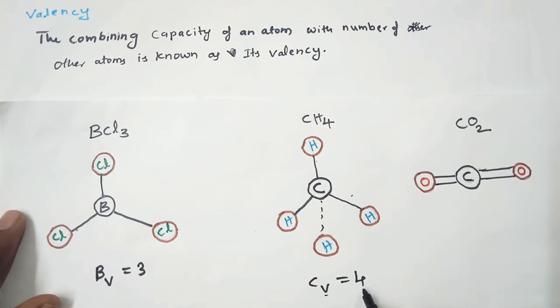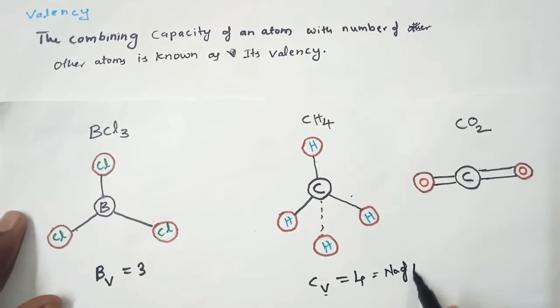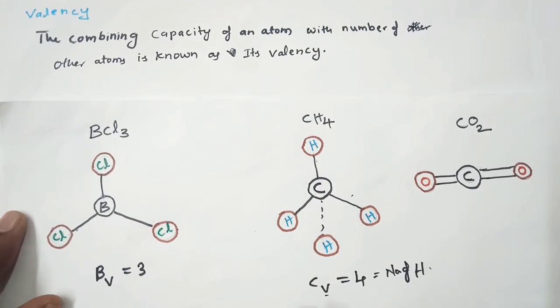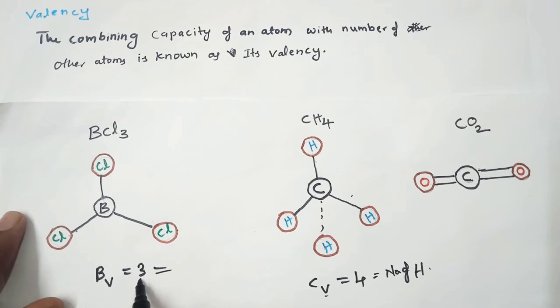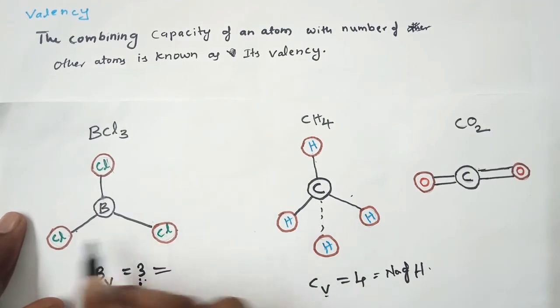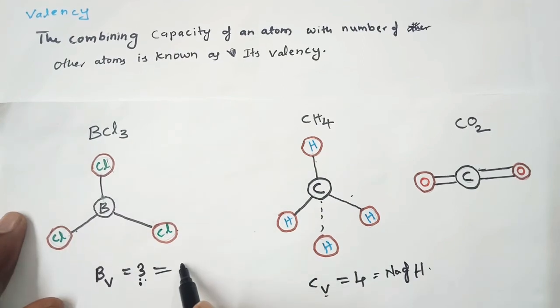And this also we can say is equal to the number of hydrogen atoms. And in this case, the valency of boron is equal to 3, we wrote, right? But this is also equal to the number of chlorine atoms. How many atoms do we have? 3. So number of chlorine atoms.